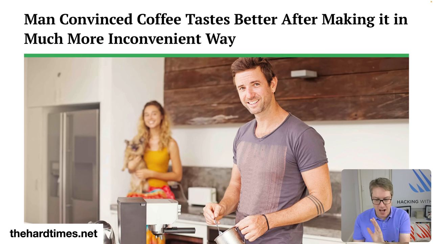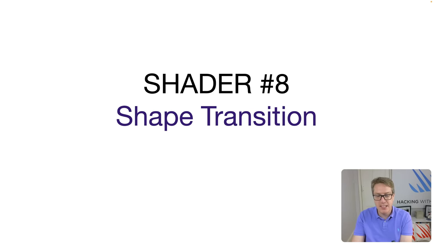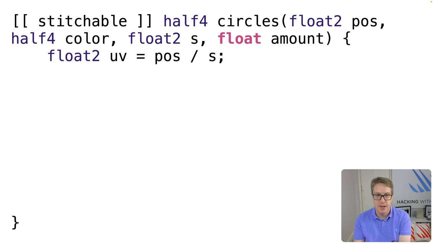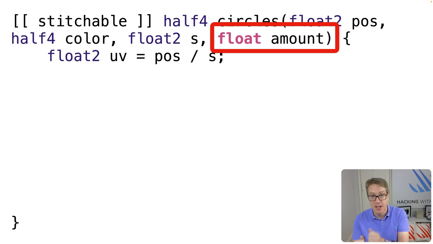For example, let's again start fairly simple. Well, of course, we're working our way up slowly here. We're on shader number 8 now. We'll make a shape transition, where we have a whole flurry of circles zooming up and making our picture fade out, basically. So we'll say we have this circles transition. Now you can see we have the float2 position, half4 color, float2 size, just like before. But now we're saying as well, give me the amount value, where 0 is the start of our transition, nothing's changed yet, and 1 is the end of our transition. It's fully finished, fading out the whole thing.